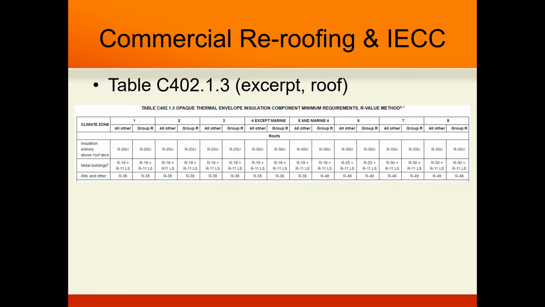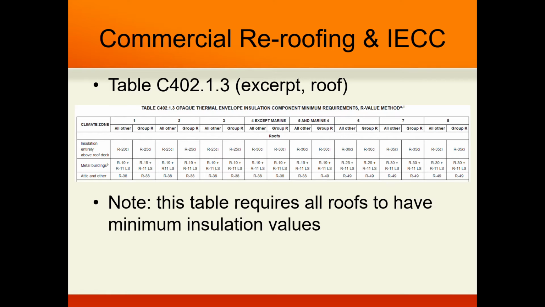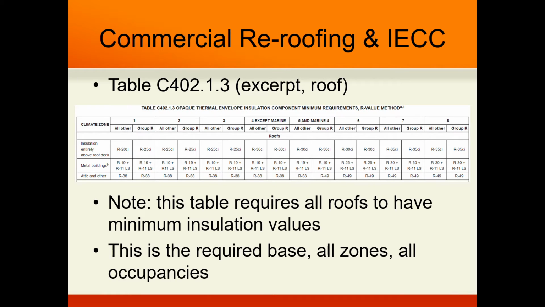As you can see here, we have insulation requirements for above the deck, for metal buildings, and for attic and other spaces. We need to understand that this table is about having minimum insulation values. It is a required base, all zones, all occupancies, no exceptions. And unfortunately, Chapter 5 does bring us back to this. But this is actually only one of three choices.